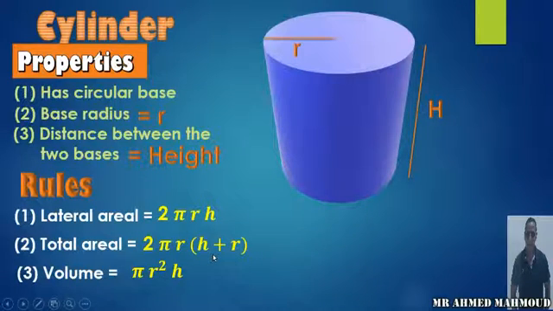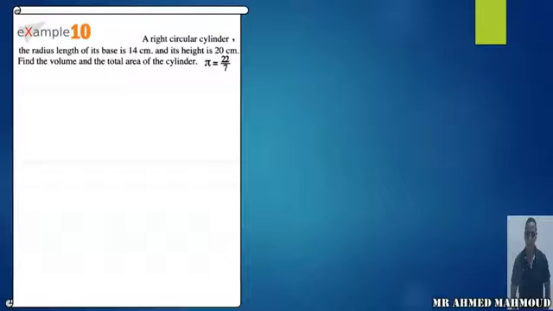Let's solve problems on the cylinder. The first problem, example 10. We have here a right circular cylinder whose base radius equals 14 and its height equals 20, and pi equals 22/7. Now I need to find the volume and its total area. First, we are going to start with the volume.